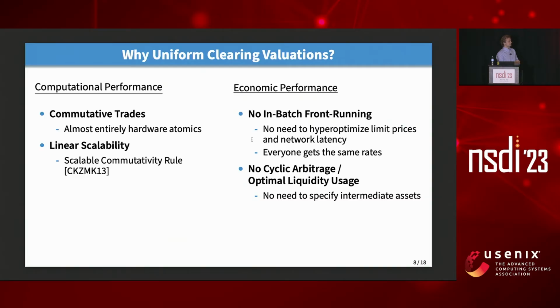On the economic side, because everyone trades at the same set of exchange rates, there's no front running within the batch. I can buy and sell something in one batch, but I'll just get the same exchange rate, and everything cancels out. This also means that users don't need to hyper-optimize their limit prices, and they don't need to hyper-invest in ultra-low latency network connections. They'll just get the same price as everybody else, and we treat everyone fairly. We also eliminate the cyclic arbitrage problem. If I send payments along a cycle, everything just cancels out, and I don't need to worry about specifying a set of intermediate assets or paths.